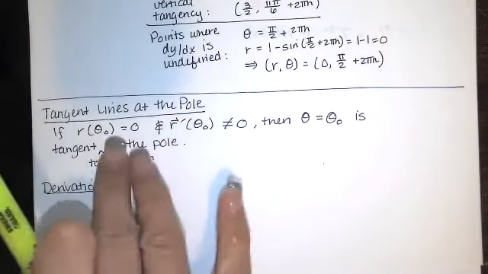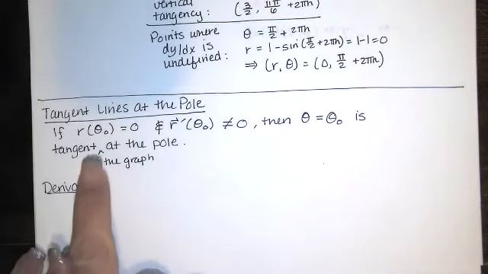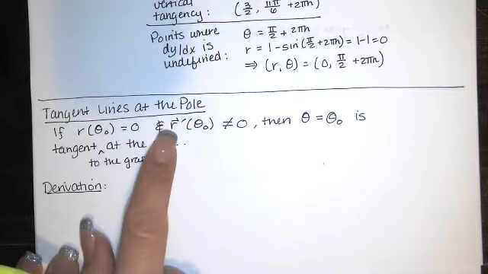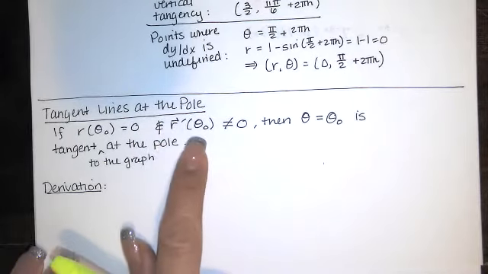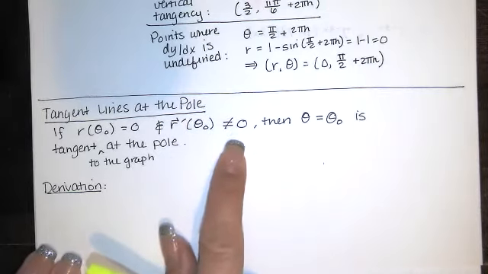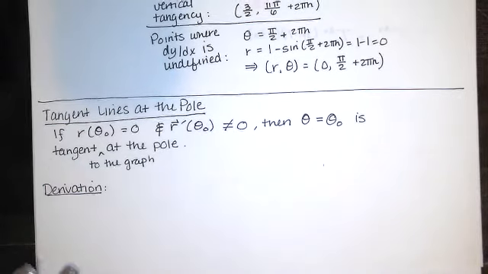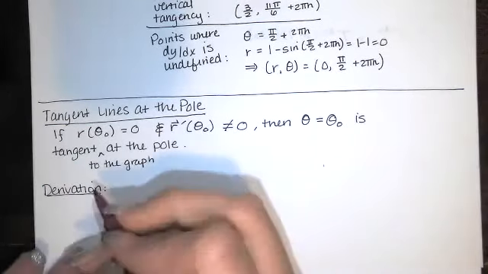Now, let theta naught be a constant. It's just a particular value of theta. If r of theta naught is equal to 0, and the derivative of r with respect to theta at theta naught is non-zero, then theta equals theta naught is tangent to the graph at the pole. Let me show you why this is true.